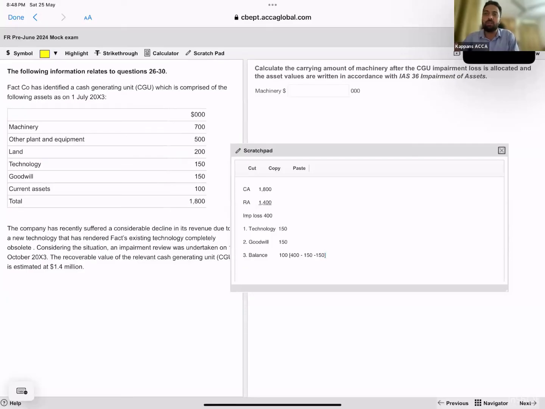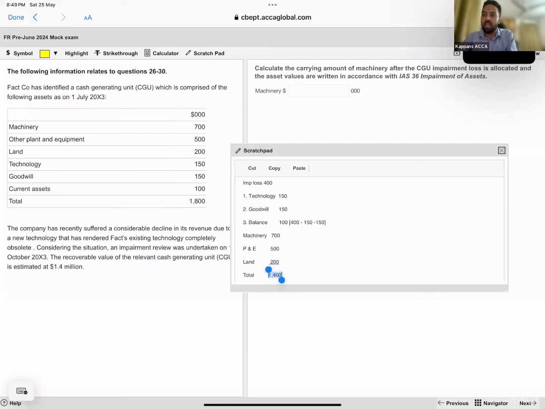Now this balance will be allocated to non-current asset on pro rata basis. So what are the non-current assets there? We do have machinery having a value of 700, plant and equipment having a value of 500, and land having a value of 200. So total of all those non-current asset, machinery 700, plant and equipment 500, and land 200. So the total is 1,400.